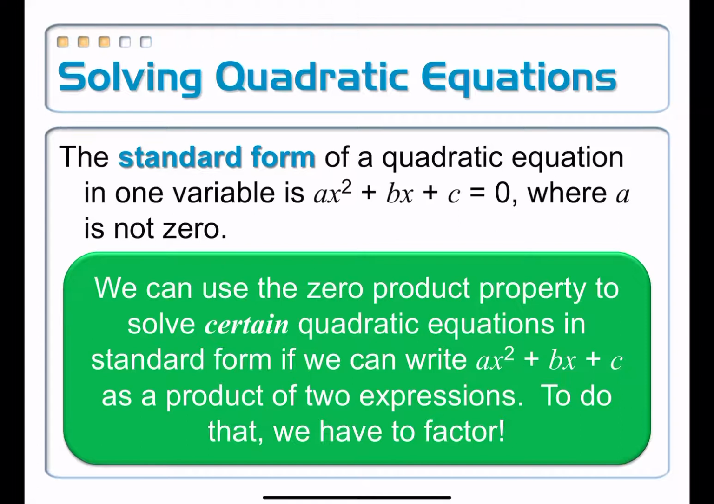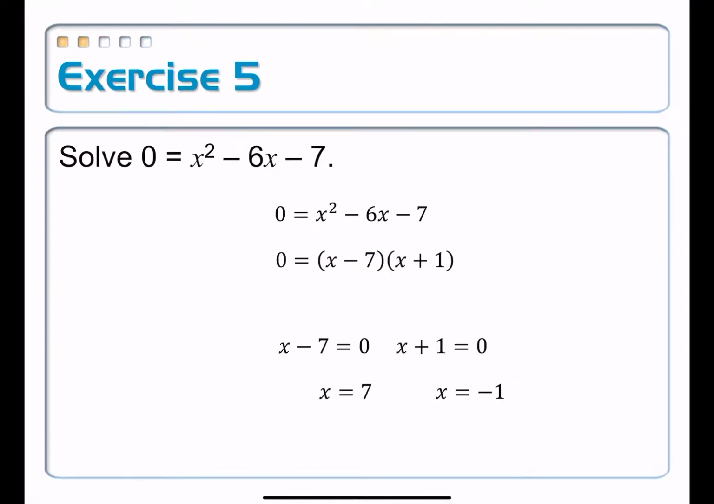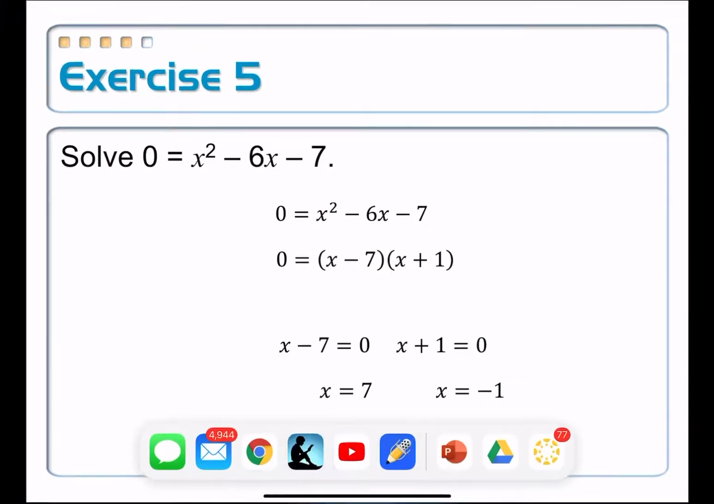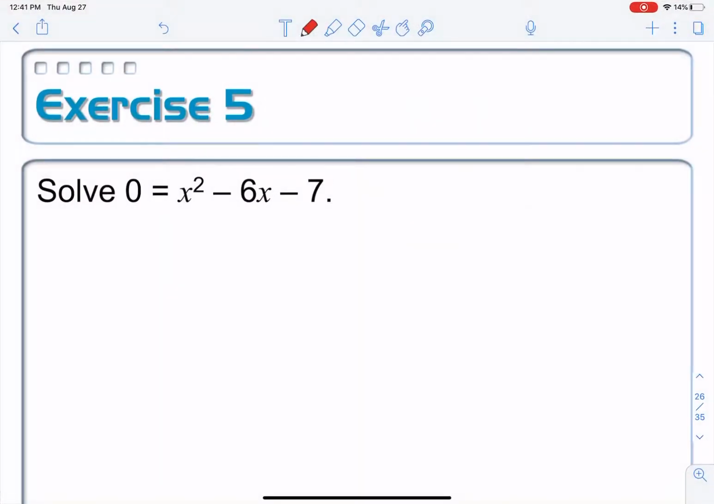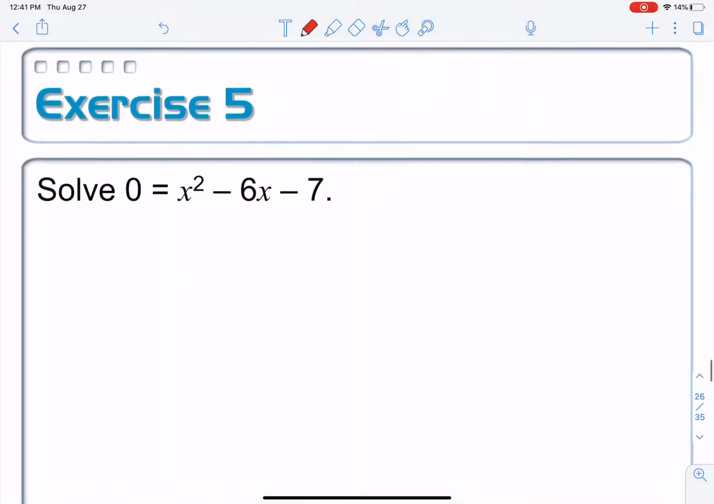All right, here is the first one. Oh, this is already worked out for me, so let me come over here to Notability and I can work it out with you. I have on exercise 5 a quadratic equation. How do I know this is a quadratic equation? Of course, I know it's quadratic because I've got this x squared term. The highest power is 2. What I want to do is set this thing equal to 0, which it already is. How helpful. And then I want to apply the zero product property.